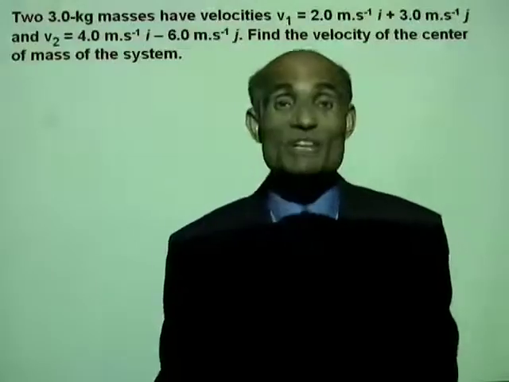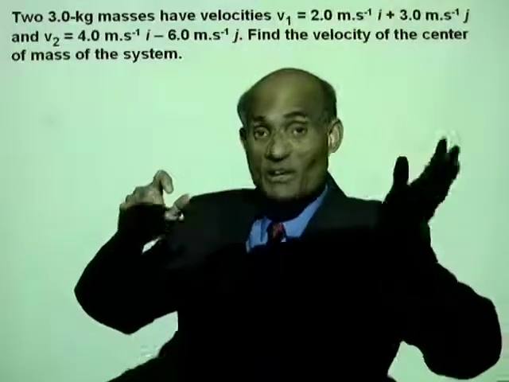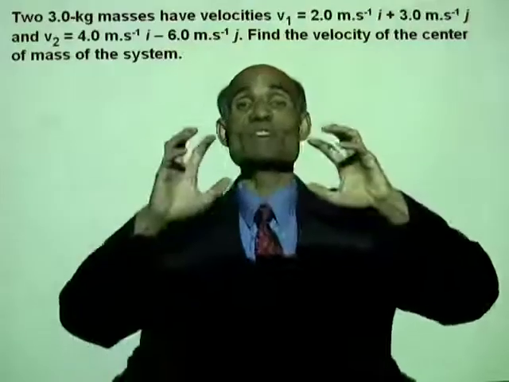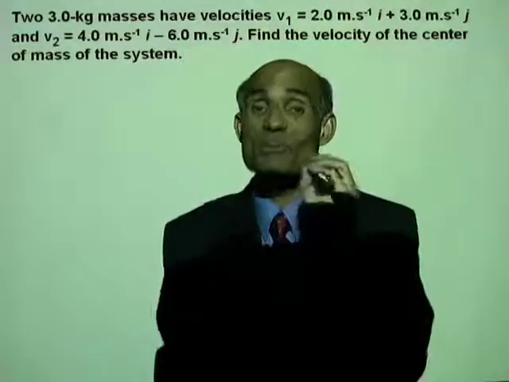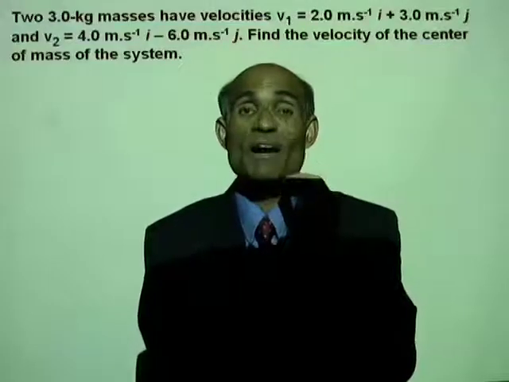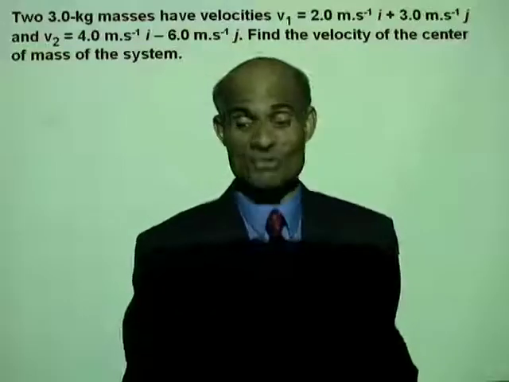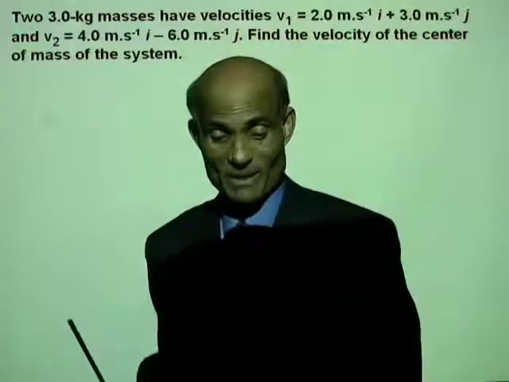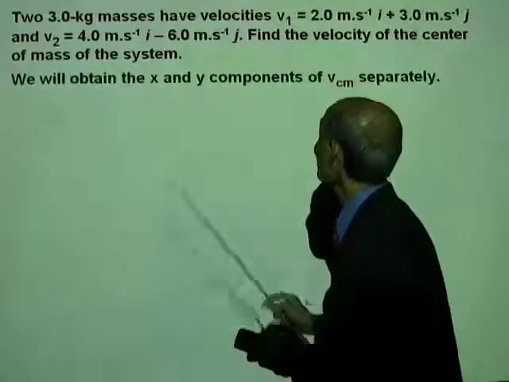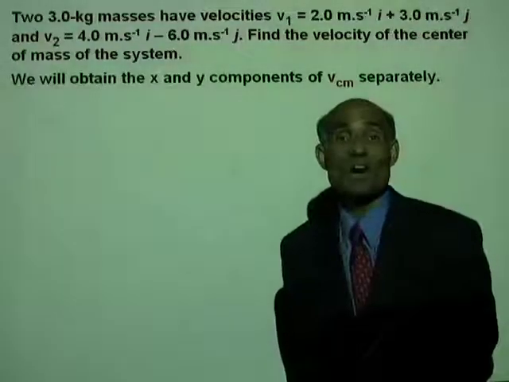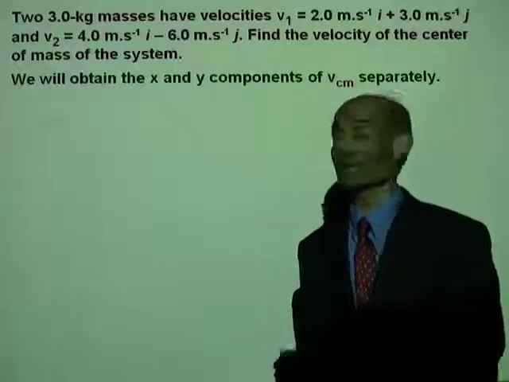Well, in this case, each object has velocities in the x and y direction. It's a two-dimensional motion. That means the center of mass velocity will also have an x component and a y component. We calculate them separately. Alright, how do we do that? We will obtain the x and y components of the velocity of the center of mass separately.